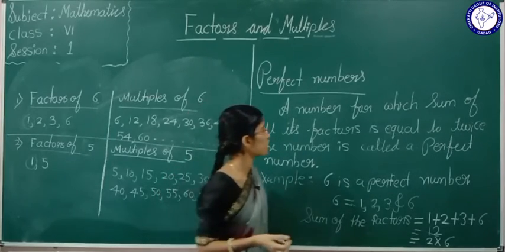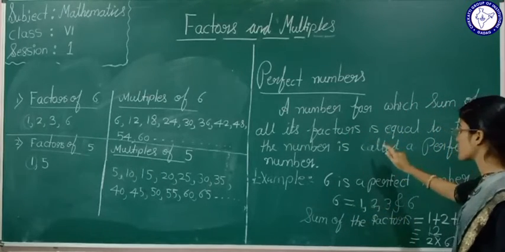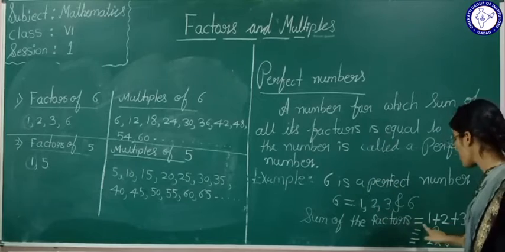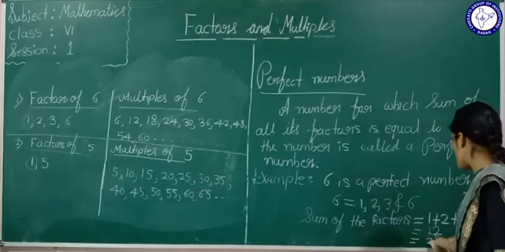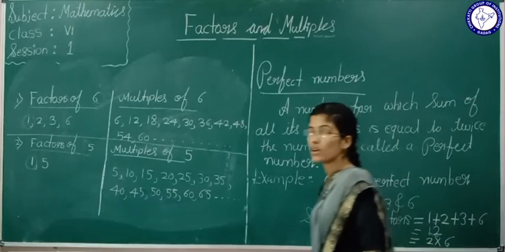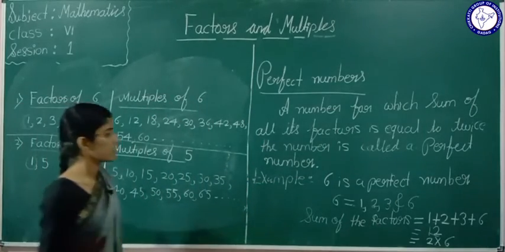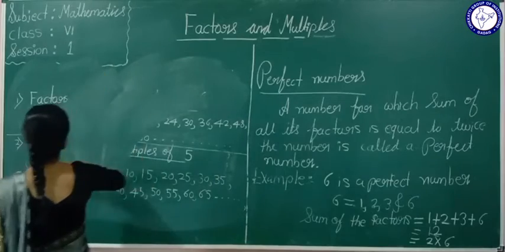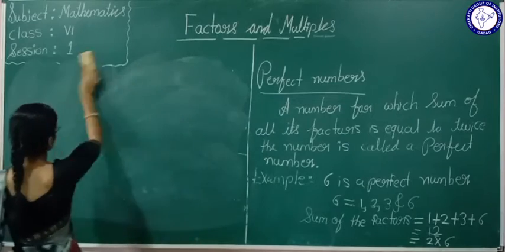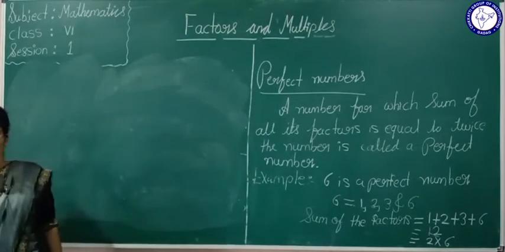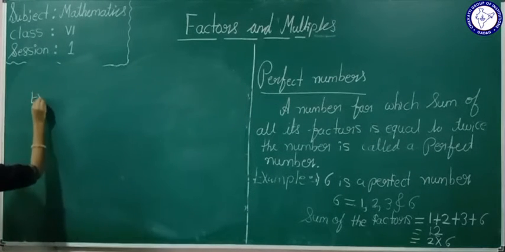What is a perfect number? A number for which the sum of all its factors is equal to twice the number. Twice this number. This is called a perfect number. So one more example we will see, one more number which is a perfect number. Like this, one more example we will take.